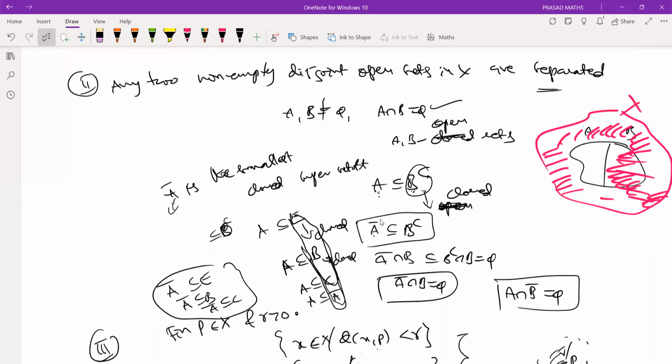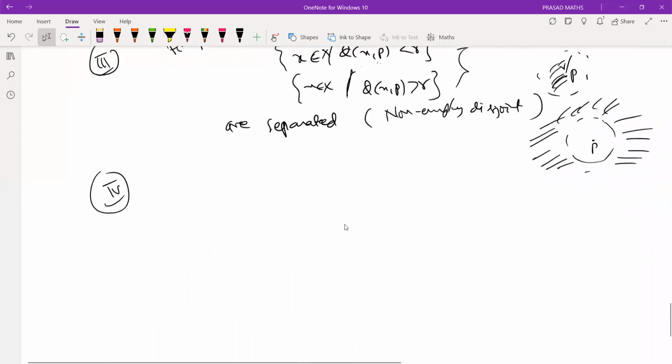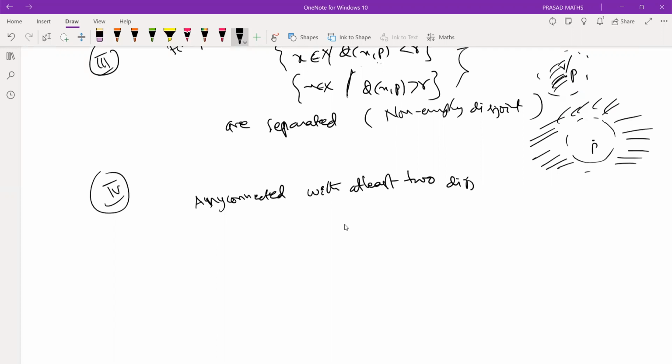Right, next is any connected set. Any connected set containing at least two distinct elements is uncountable. These are the routine problems. Any connected set containing at least two elements is always uncountable.